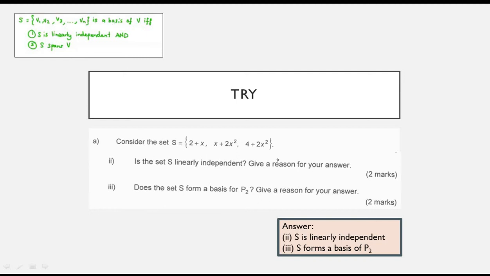Okay, the first question is for polynomial. We want to test if the set S is linearly independent and if the set S forms a basis for P2. These two questions are continuous, because in order for us to determine a basis, we need to make sure that the set is linearly independent and spans. It must satisfy these two conditions first. Let's discuss the question.